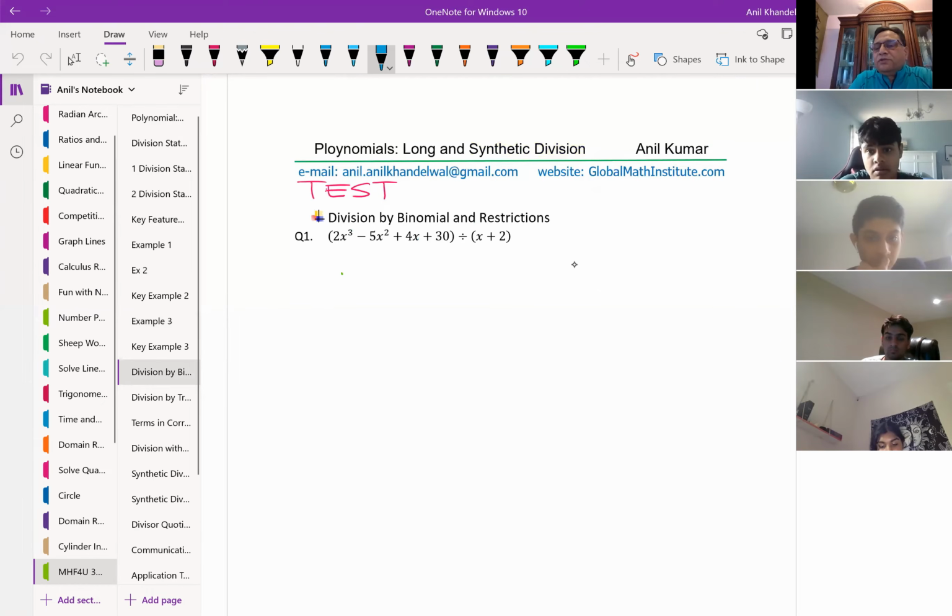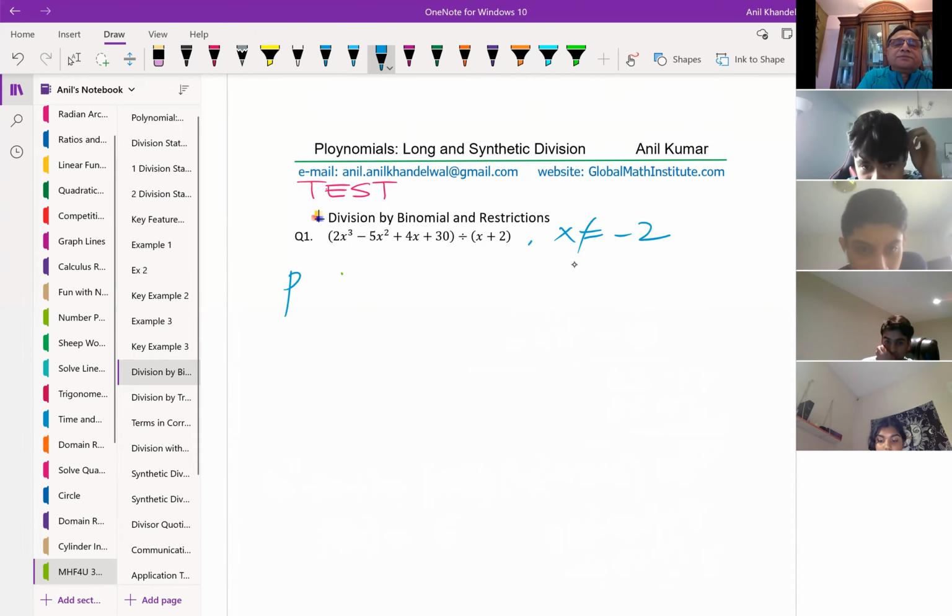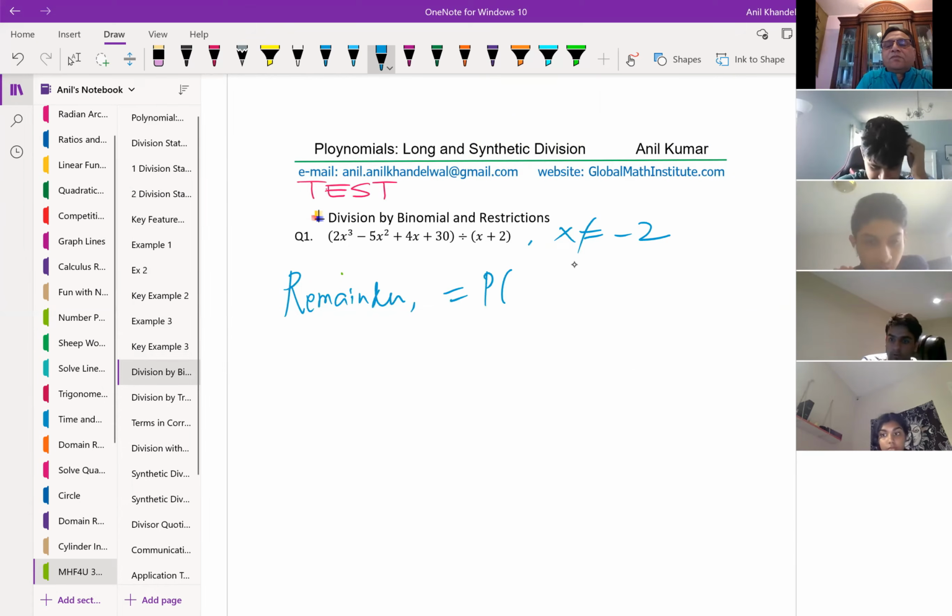I'm not going to write it, but do it, and I'll ask you questions. What should be the restriction on this particular division of polynomial? X is not equal to negative 2. What is the remainder of this function? Tell me. When I divide by x plus 2, what should I get as my remainder? Calculate. So I think it's -4.